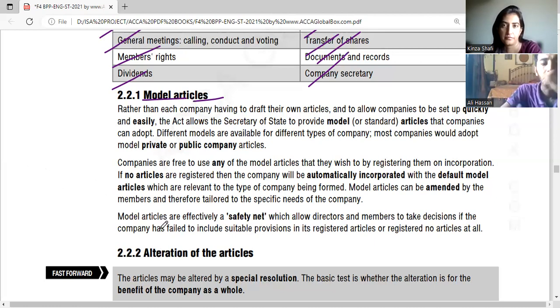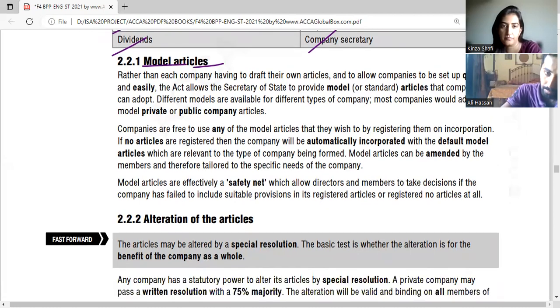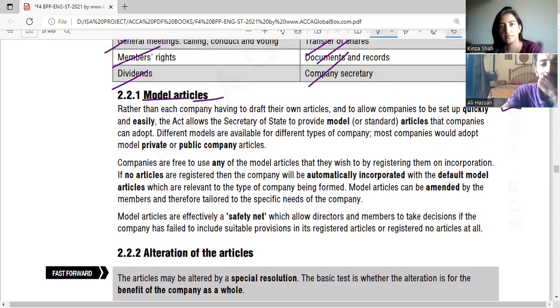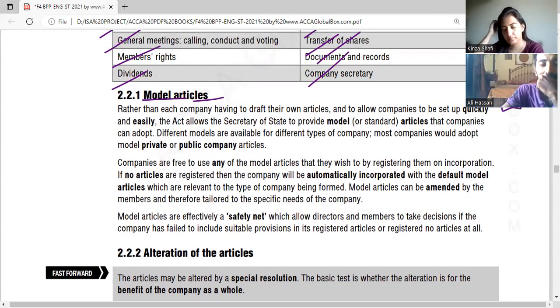Model article. What is it? Basically, what did you understand? For example, you have gone to the registrar to start a company, and you are completely new and have no idea, or maybe you have no time to create an article of association for the company.